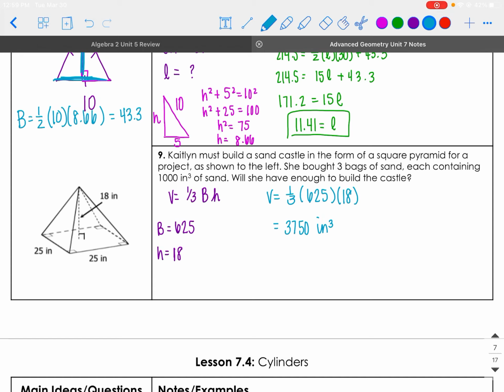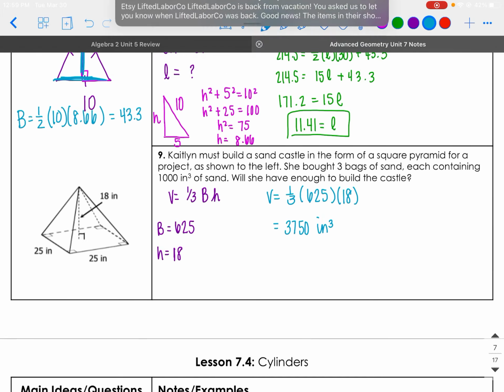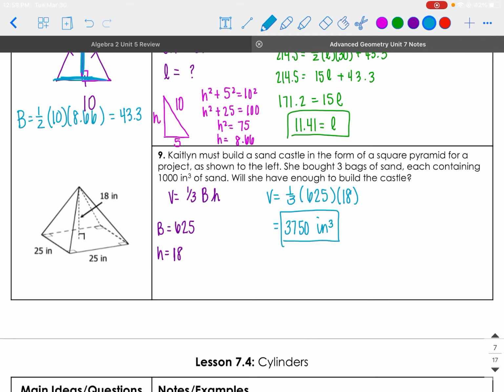Oh, wait a minute. No, I'm right. I was thinking, oh, we don't need the bottom, but that was surface area. I was getting surface area mixed up. So, yeah, she will not have enough.